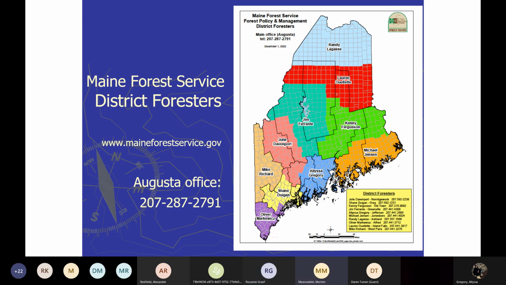Before we get too far, I want to draw your attention to one possible source of help and information. That is Maine Forest Service's district foresters. There are 10 of them around the state, soon to be 11. And all of these folks have a wealth of information. They have quite a bit of expertise and background, and they're easy to find. So depending on where you live in the state, where your woodland is, there are resources for you. You can look for their contact information either on our website, www.mainforestservice.gov, or you can always call the Augusta office at the number shown there, 287-2791.